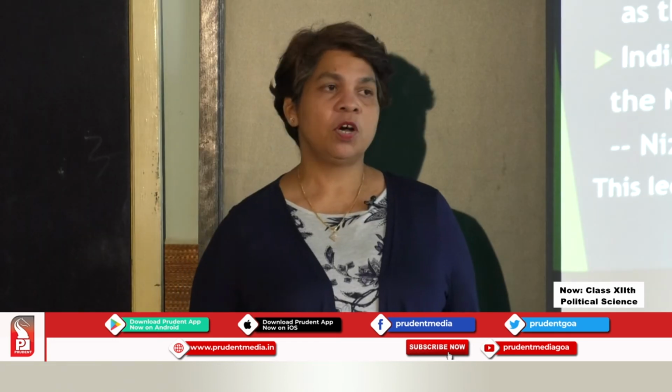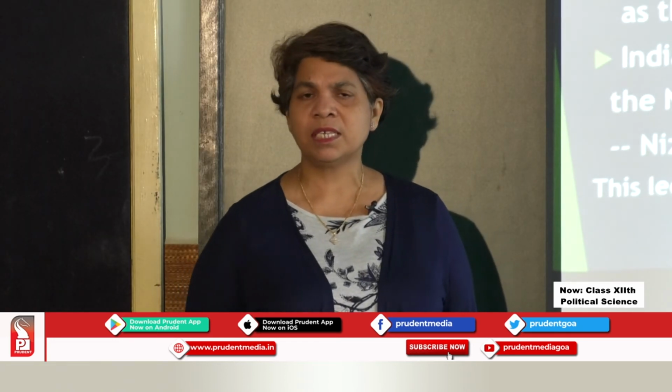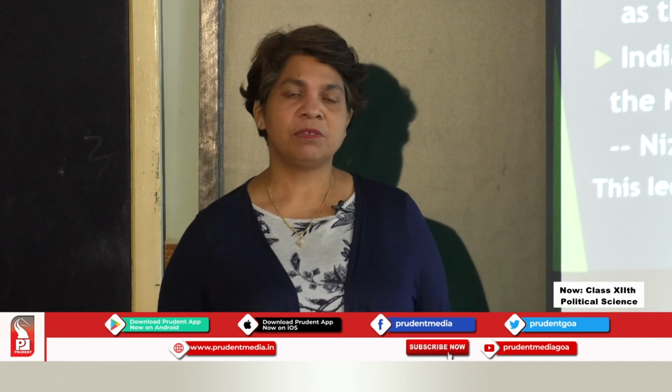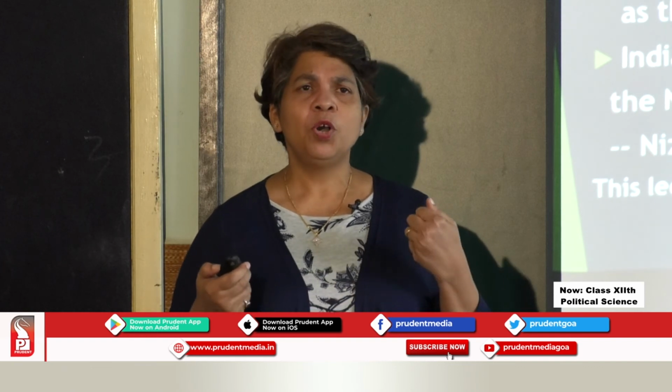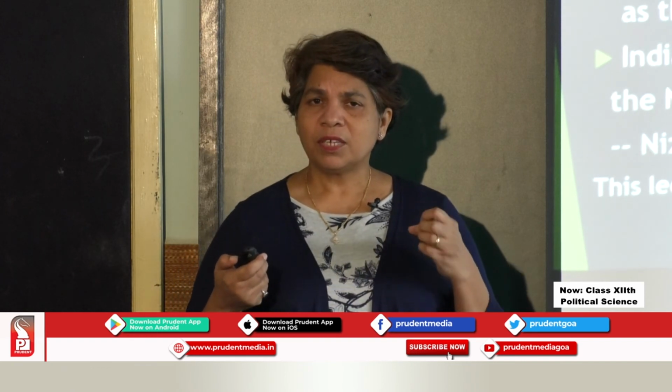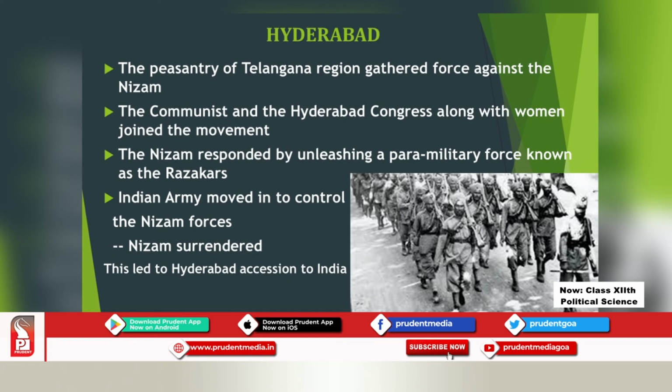Now, when the Nizam saw that his people were protesting against him, he was enraged. So, he unleashed his paramilitary force, the most powerful army which he had with him. It is called the Razakars. And these Razakars were ruthless people. They were let loose on the people, and were allowed to do whatever they wanted: to destroy, to kill, to maim, whatever they could do.